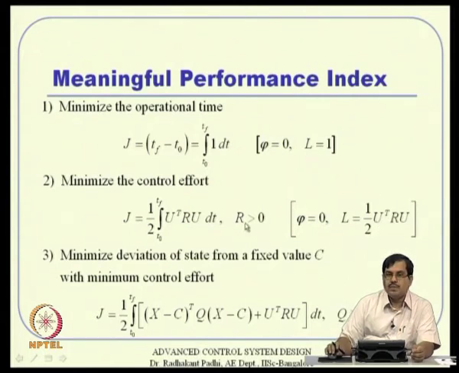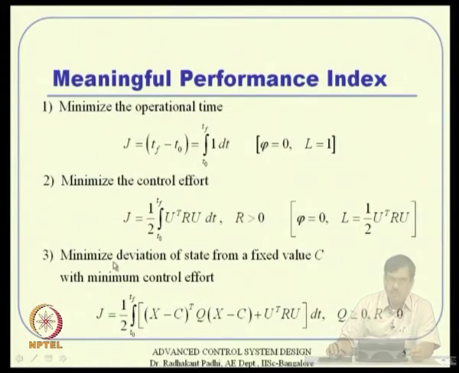Similarly, if you want to have a different problem where you essentially want to minimize the deviation of state from a fixed value C with minimum control effort, you can relate this to, let us say, helicopter hovering. That means the helicopter needs to stay at a fixed position C, and that needs to be done with minimum control effort. Then you know the position C. So, essentially you want to formulate a cost function where the deviation of x from C needs to be minimum actually.